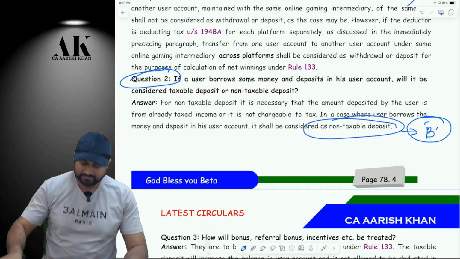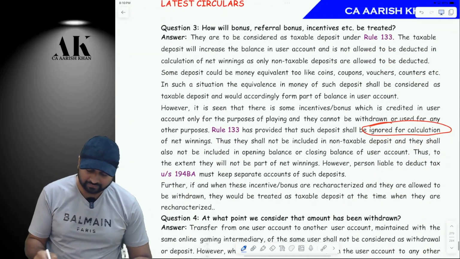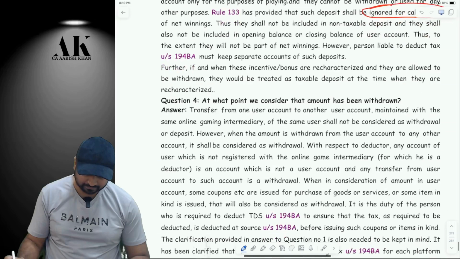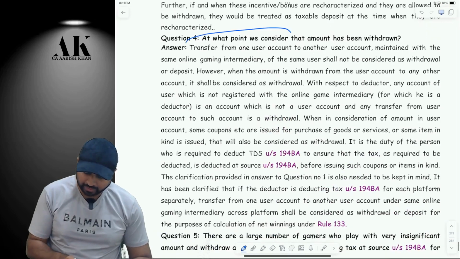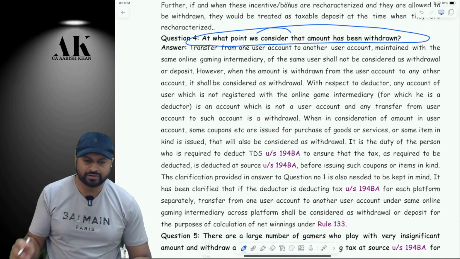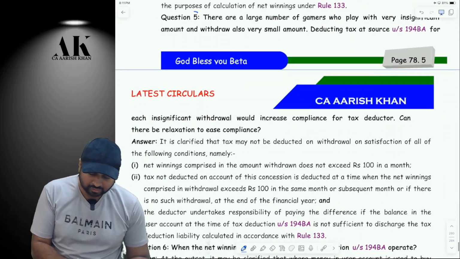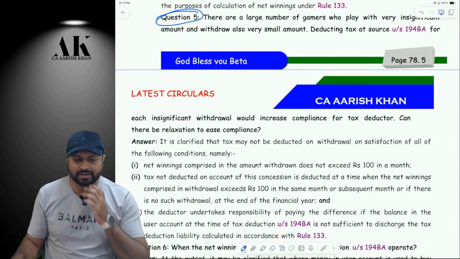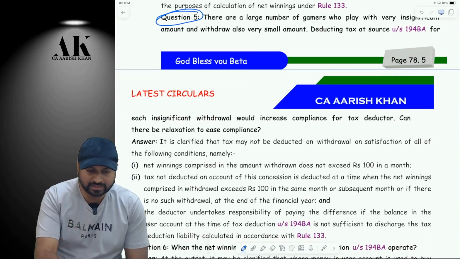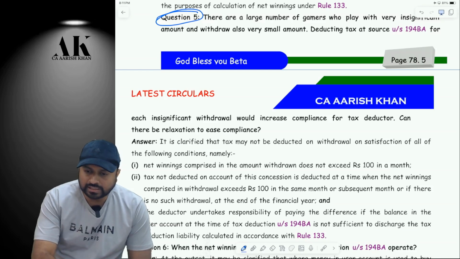Yes, sir. Now, bonus and referral and all is something which I have told you just now. Then at what point of time the TDS has to be deducted? That also we have discussed in multiple stages: first withdrawal, subsequent withdrawal, etc. Question number 5 might be a genuine question in practical life. One question has been asked by someone, that if an amount is transferred from Dream 11 to Jungli Rummy.